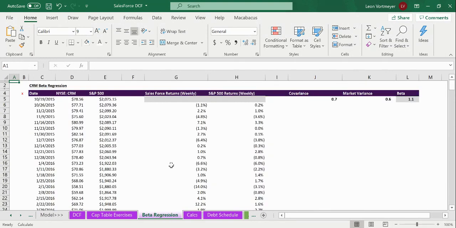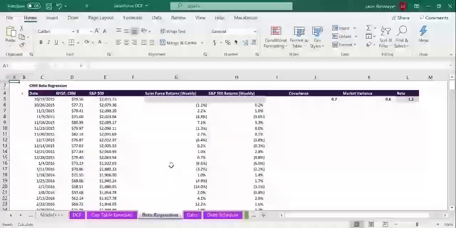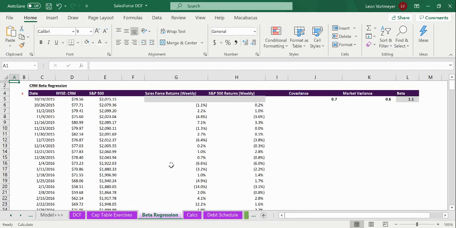This is a beta regression. Happy to talk about this in more detail another time, but this is essentially just how do you get to a beta with a specific equity that you're looking at versus the market. So here I've considered the market, the S&P 500. Salesforce has a certain return that it sees on a week-by-week basis. There are many ways you could regress a beta. You could do it daily, weekly, monthly, over a 3, 4, 5, 6-year time span.